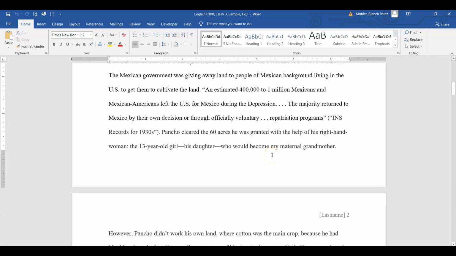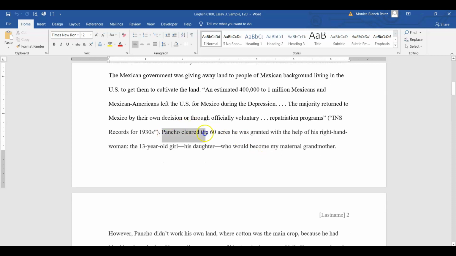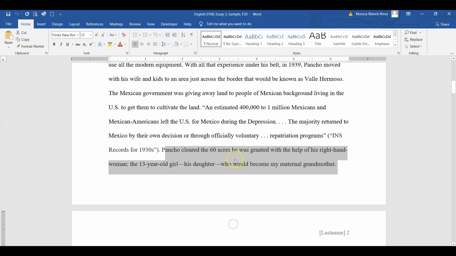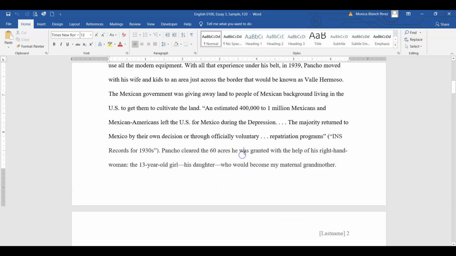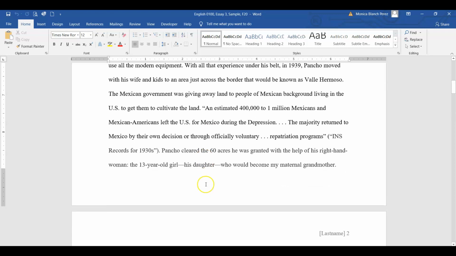So that's really important, okay? And then I kept going, "Pancho cleared the 60 acres he was granted with the help of..." The rest of the paragraph continues talking about his work. But this is the quote that I included. It relates to the paragraph. That's another thing. Don't put some random quote that has nothing to do with your paragraph, right? What I wrote here is something related to what I'm talking about. Okay.